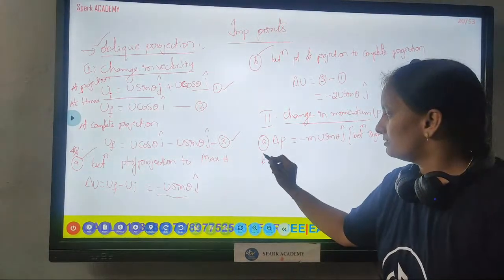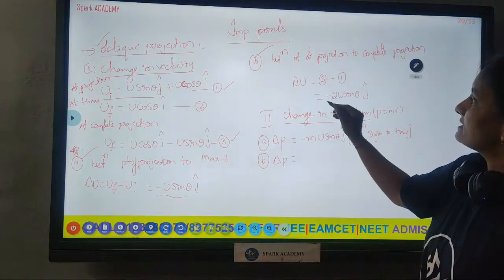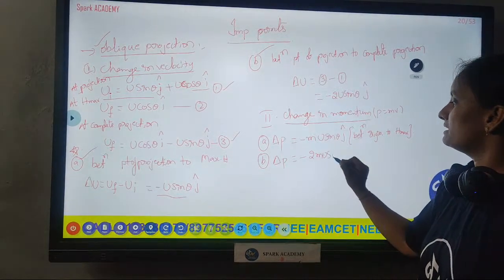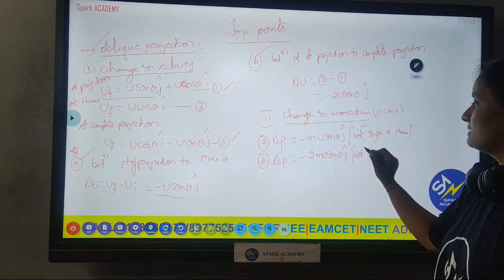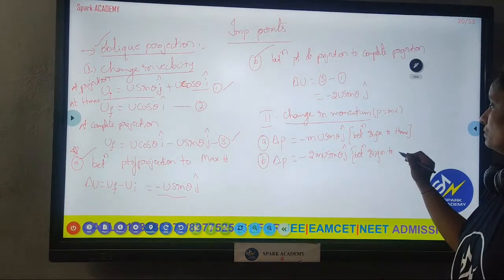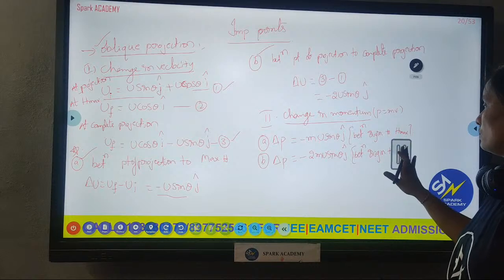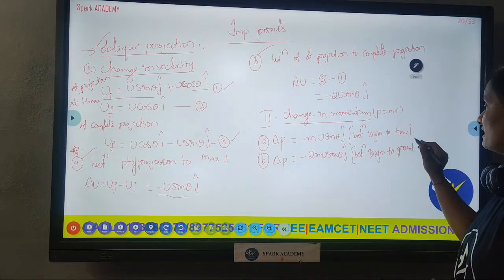And next, change in momentum. Here also you just multiply with m, it will become minus 2 m u sin theta into J. That is between the origin, meaning point of projection, to complete projection, or you can write origin to ground. Complete projection means when it reaches the ground.